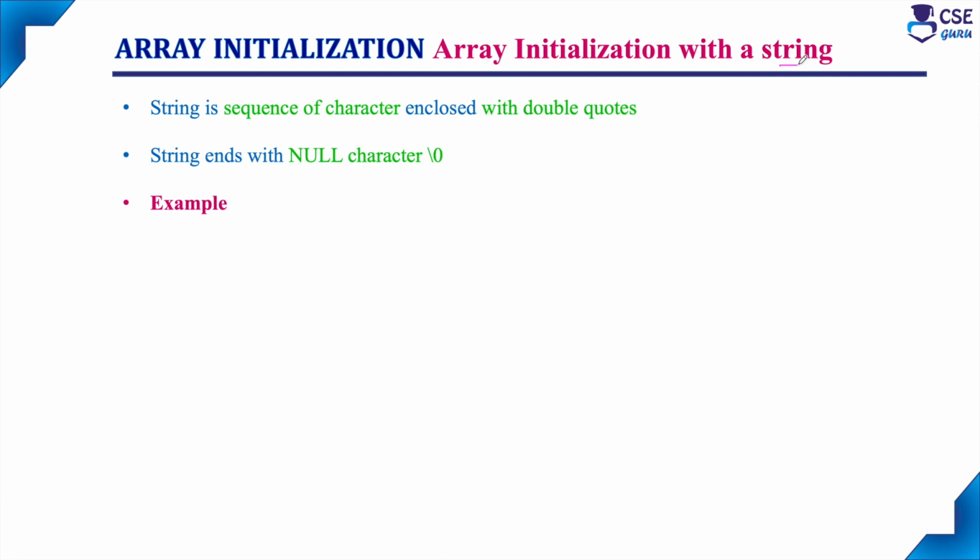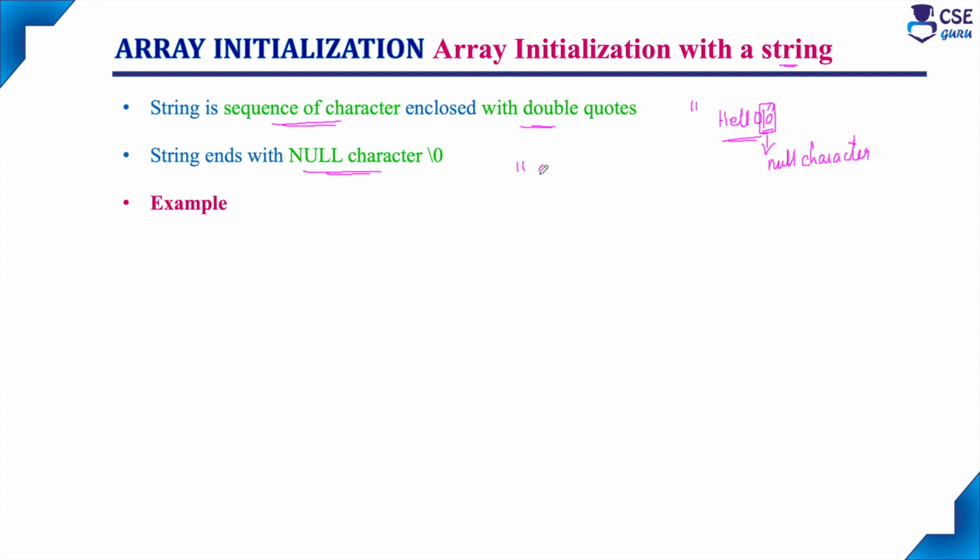So what do we mean by string? A string is a sequence of characters enclosed within double quotes. That is nothing but a string. Whatever sequence of characters we specify within double quotes is a string. And by default, automatically the last character it will take is \0. This is nothing but the null character. So a string ends with the null character.